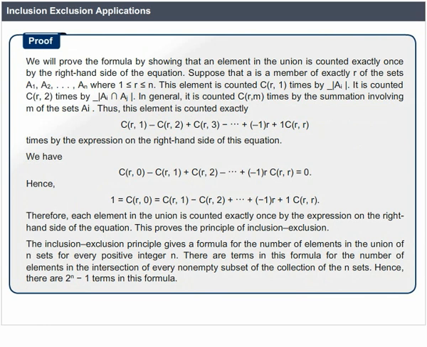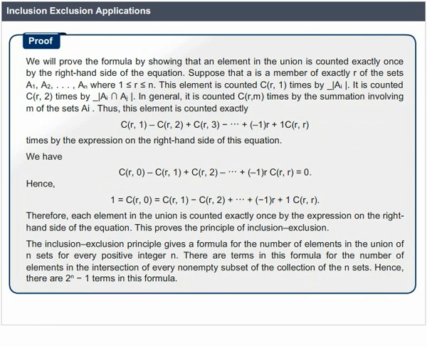Thus, this element is counted exactly C(r,1) − C(r,2) + C(r,3) − ... + (−1)^(r+1) C(r,r) times by the expression on the right hand side of this equation. We have C(r,0) − C(r,1) + C(r,2) − ... + (−1)^r C(r,r) = 0.